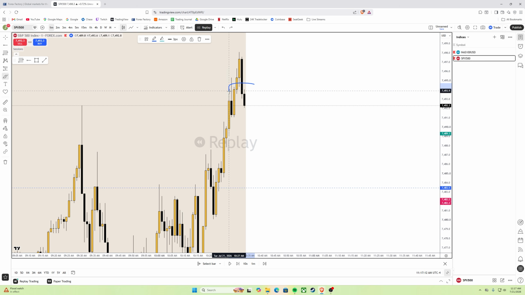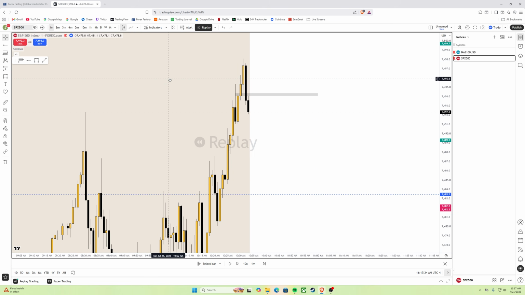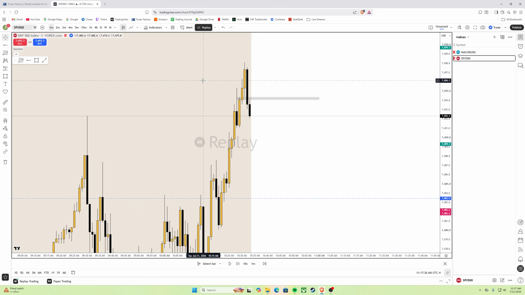This fair value gap, of course, is not as big. However, it is still indeed a fair value gap. And as a result, it still works as confirmation for our entry, right? Because we want a system that is a logical system, a system that is rooted in logic.